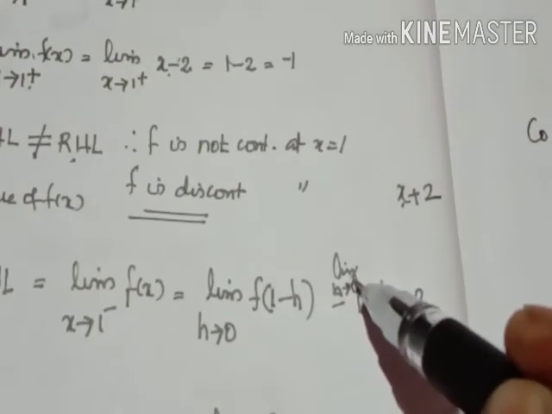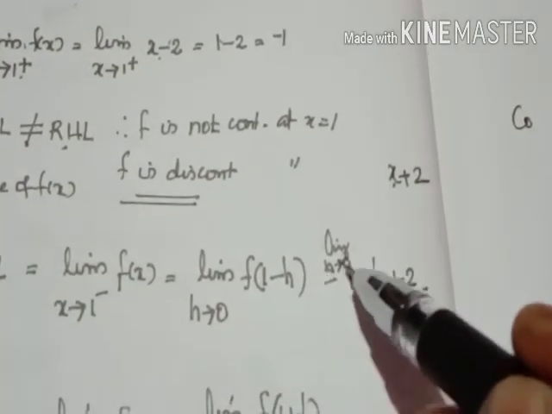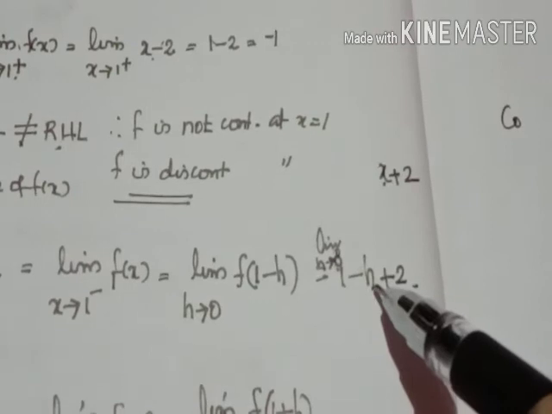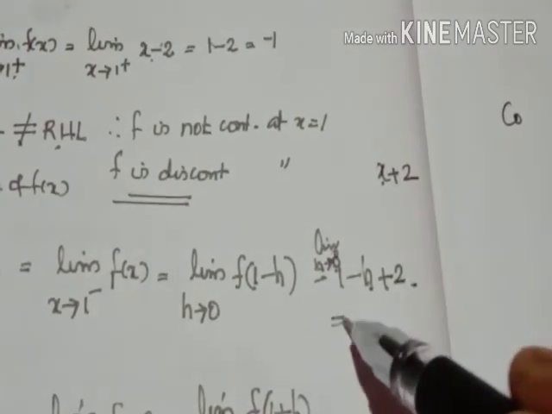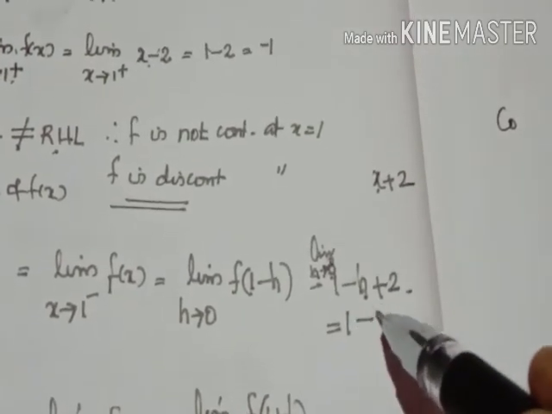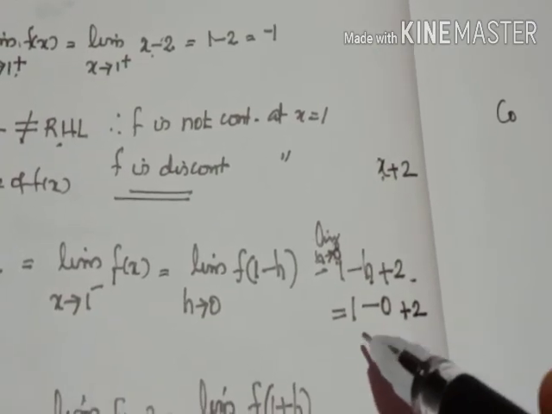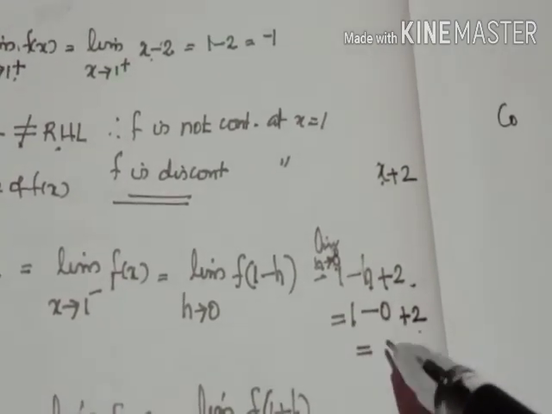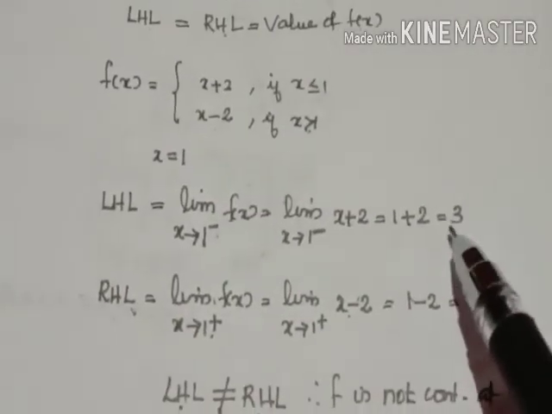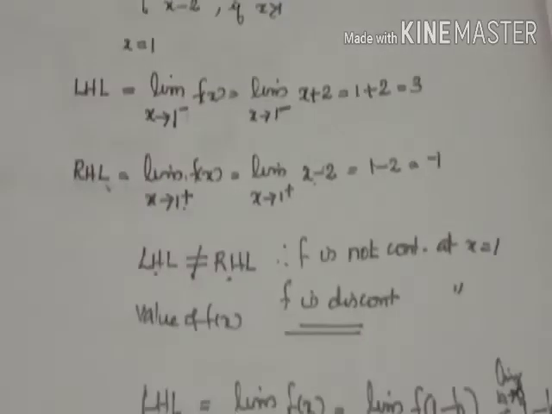Now apply the limit here. h tends to 0 means put h equal to 0 here. So what is the answer? 1 minus 0 plus 2, that is 1 plus 2, that is 3. Here the left hand limit is equal to 3.